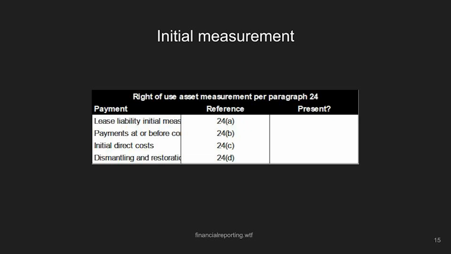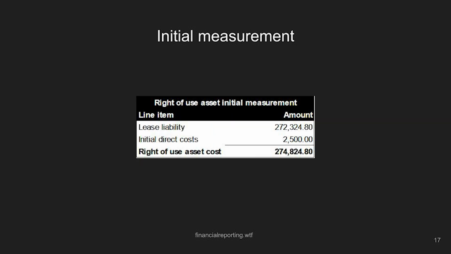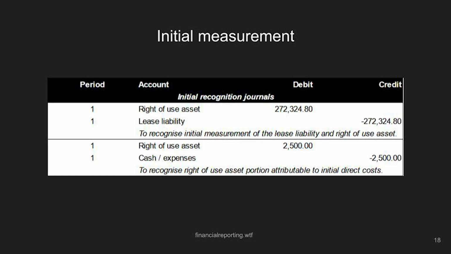Let's look at the right-of-use asset now. Let's think about what we need to consider. In this case, we have our starting point, the lease liability. However, we also have initial direct costs. To measure our right-of-use asset at lease inception, we can simply add these two together: the lease liability initial measurement and the initial direct costs incurred. We can post our journal to recognize initial measurement as such. Right-of-use asset and lease liability are debited and credited respectively to the extent of the lease liability initial measurement. The initial direct costs can be debited to the right-of-use asset when incurred, with a credit to cash, expenses, or payables as necessary under the circumstances.